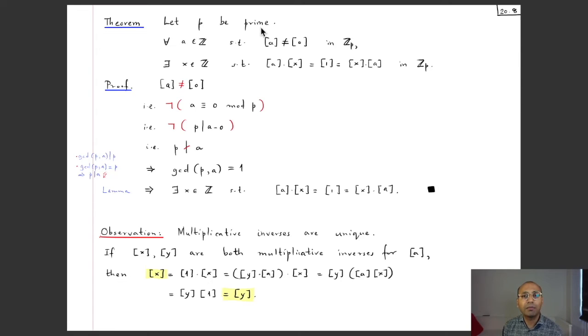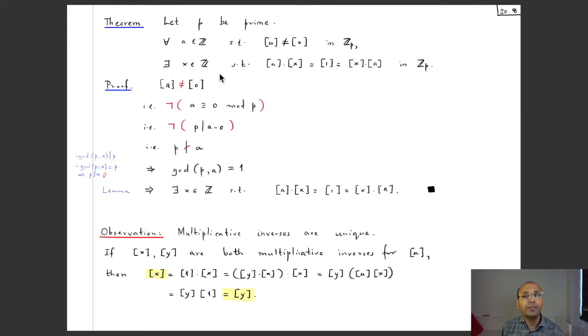Let p be a prime number, and let us look at an element in Zp which is not the zero element. So let's suppose that a is an integer such that the equivalence class containing this a is not the zero element in Zp. So it's not the equivalence class containing 0. Then it turns out that this element has a multiplicative inverse in Zp. So there exists some integer x such that the corresponding equivalence class containing this x serves as a multiplicative inverse of this element, so that when I multiply these two, I get the multiplicative identity, which is this equivalence class containing 1.